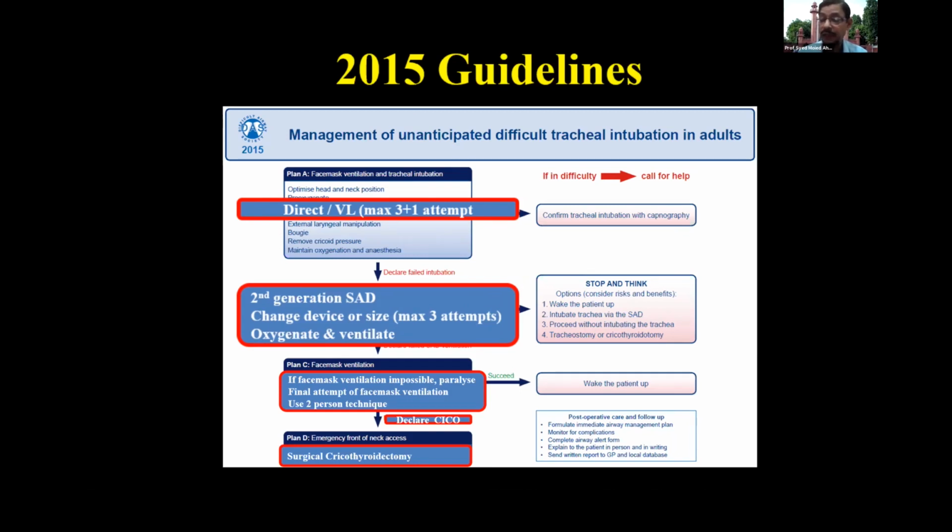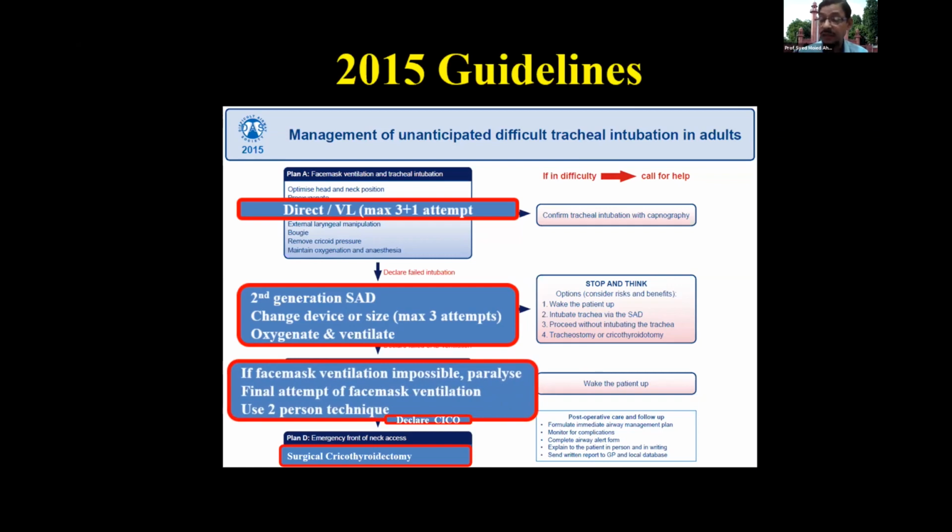So they incorporated that in the guideline, and they said that you can change the device for a maximum of 3 attempts, and you need to oxygenate and ventilate all through the process. And finally, subsequently, what they said for the first time is that if you are not able to ventilate this patient, you can go for a rescue ventilation and paralyze these patients. So for the first time, they came up with the concept of paralyzing these patients, and you can use a 2% technique as well.